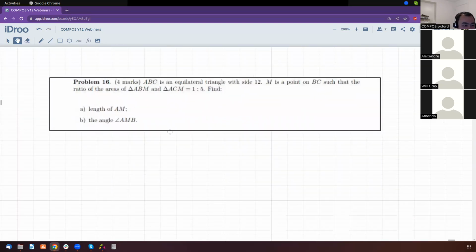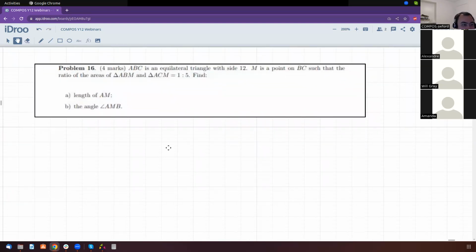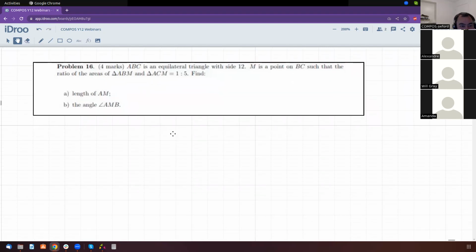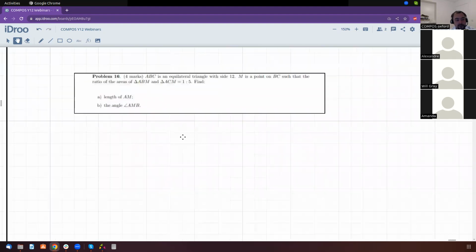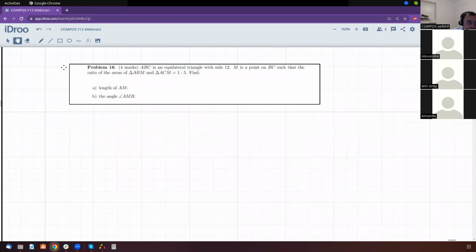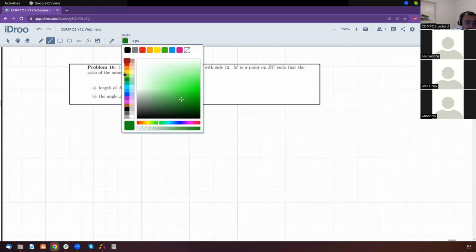Another question, which is not particularly difficult. ABC is an equilateral triangle with side 12. M is a point on BC such that the ratio of the areas is 1 to 5. Find the length of AM. Find the angle AMB. All right, so we start with drawing a diagram, as usual.